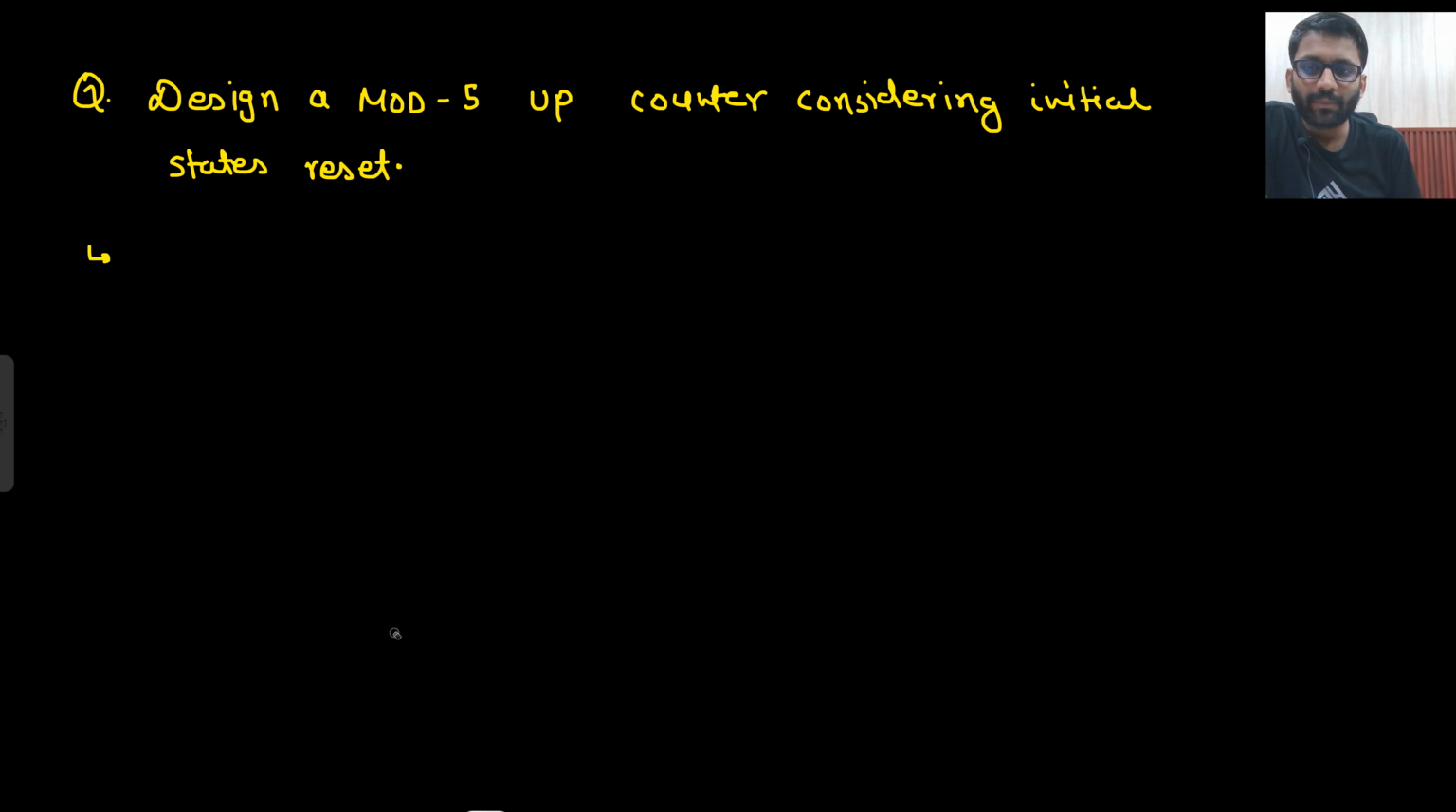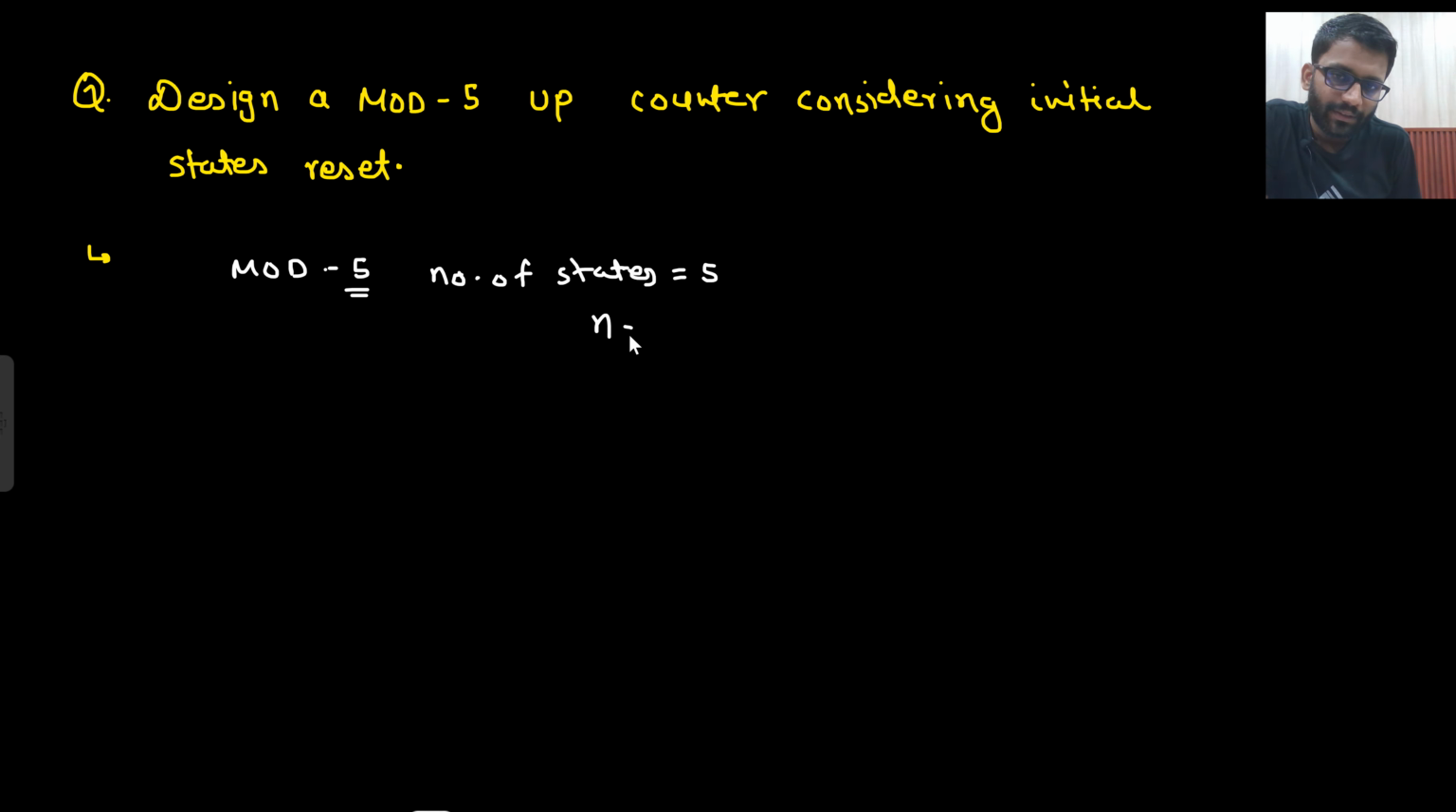And first thing, what is the mode value? Mode 5. That means the number of states you need is 5. So how many flip-flops will you require? At least 3 I require, right? Okay. So initial states are reset, that means 0, 0, 0. Then you will go to 0, 0, 1. Mode up counter it is.